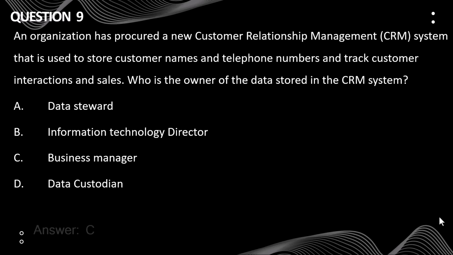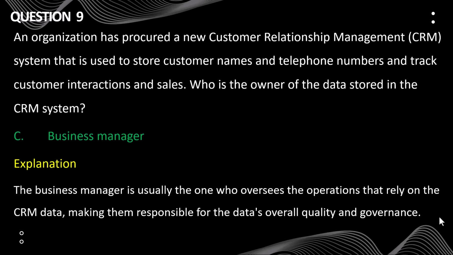The owner here will be the business manager, option C. The business manager is the one that oversees the operations that rely on the CRM data. That means they are responsible for the data's overall quality and governance. So the business manager ensures that the data supports business needs and also aligns with organizational goals. So that is why the business manager is the data owner of the CRM system.